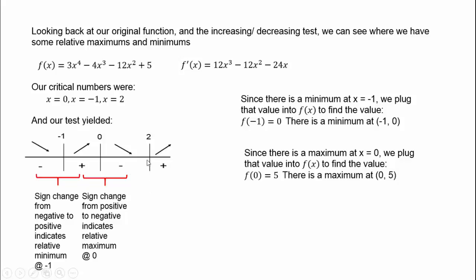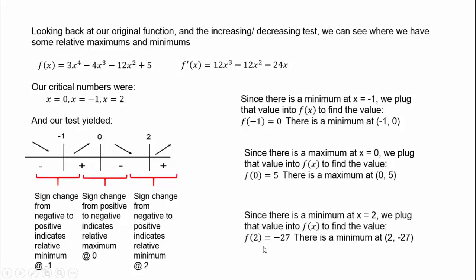And at our critical number 2, there's also another sign change from negative to positive. That indicates that there's a relative minimum at 2. So I plug 2 into f of x to find the value of that minimum. F of 2 is negative 27. That means that there's a minimum at 2, negative 27.